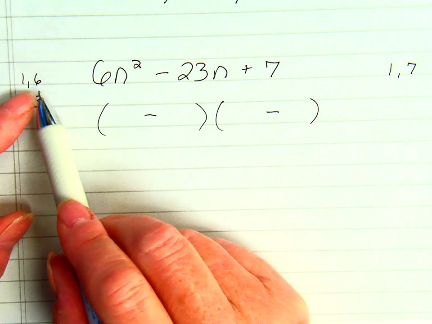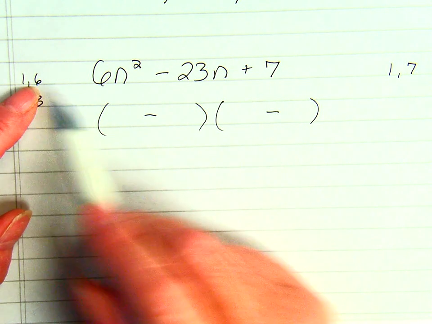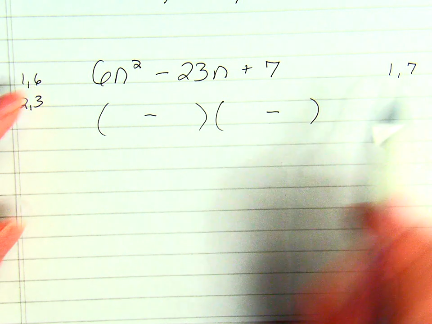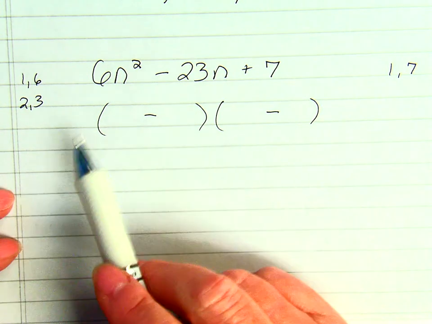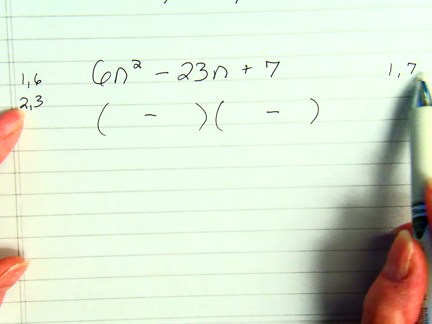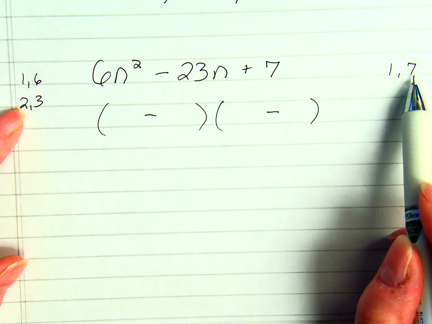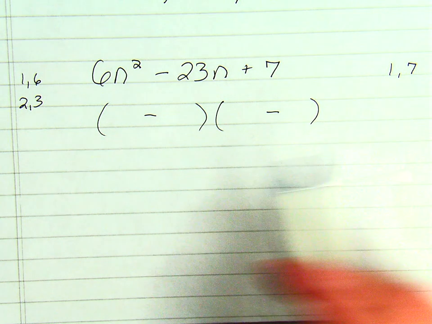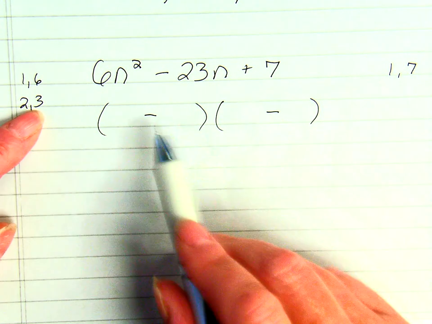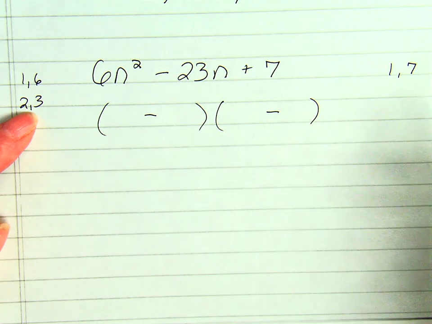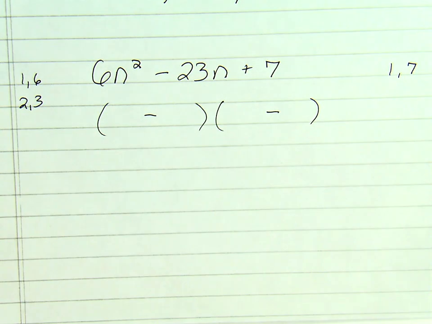In order to get 23, I know I need some big numbers here. So if I multiply 6 times this 7, I'll get 42. Okay, so I've gone way beyond what I need. So let's look at what happens when I use the 2 and the 3. Well, 2 times the 7 is 14, plus 3 times 1, that's 14 plus 3, that's 17. That's not enough. 3 times 7, however, is 21, and 2 times 1 is 2, so 21 plus 2 is 23. That's going to get me what I want.